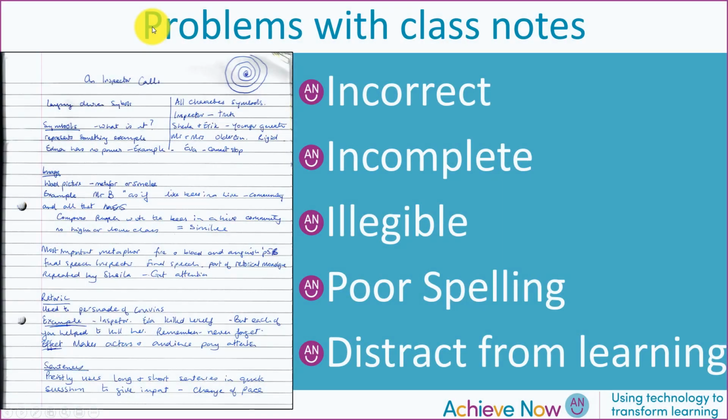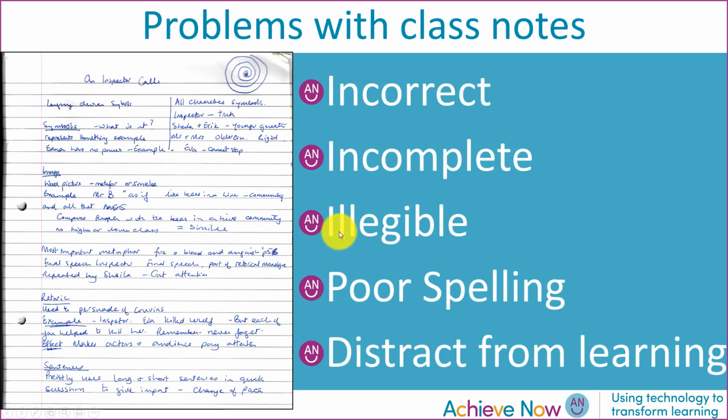Here are some typical problems with class notes. At times they are incorrect. Even though the student was trying to write exactly what the teacher said, sometimes because of the time lag, they wrote down incorrect information. They're incomplete because the student just couldn't write everything that the teacher said.